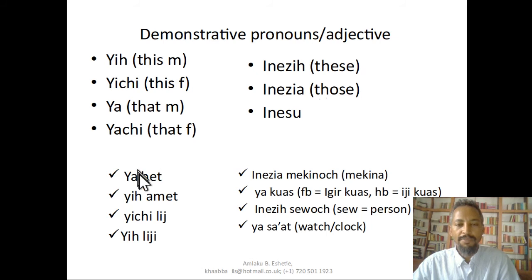And an example here, you have ያ ቤት, that house. ይህ ዓመት, this year. ያቺ ልጅ, that girl. ይህ ልጅ, this boy.